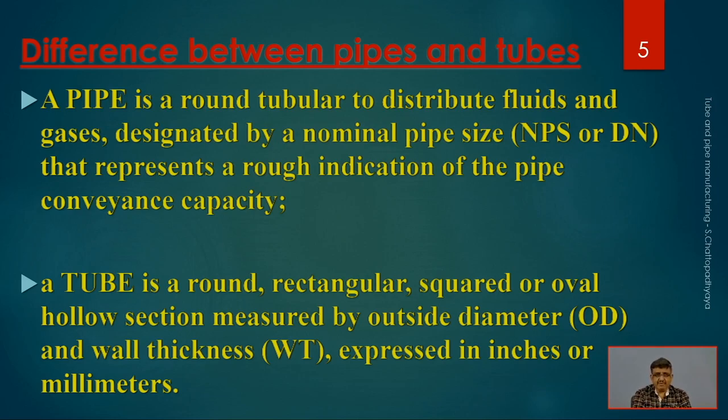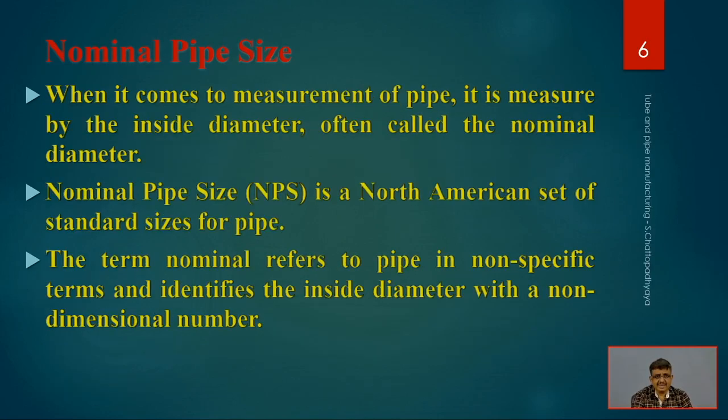So the difference, as I have already told, is that a pipe is a round tubular used to distribute fluids and designated by NPS, nominal pipe size, and that represents a rough indication of the pipe's conveying capacity. We are dealing with conveying capacity because pipes are utilized for conveying fluids, like conveyor belts are designated by tonnage per hour conveying capacity, and that is true for pipes also. A tube is round, rectangular, square or oval, so geometries other than round are also there, and it is specified by OD and wall thickness expressed in inches and millimeters, as put forward even in the earlier slide.